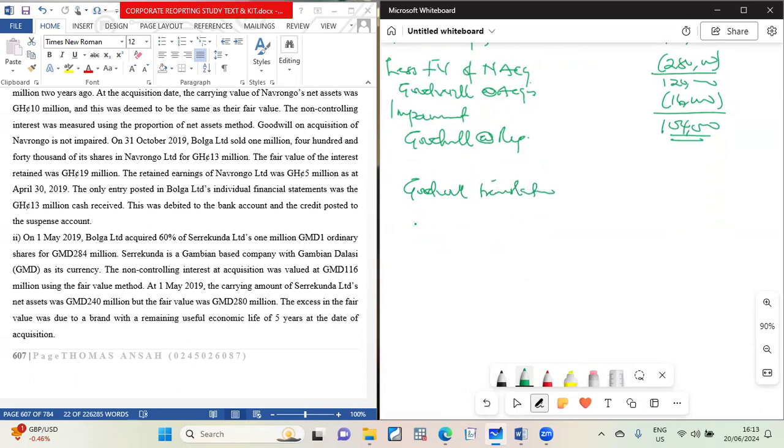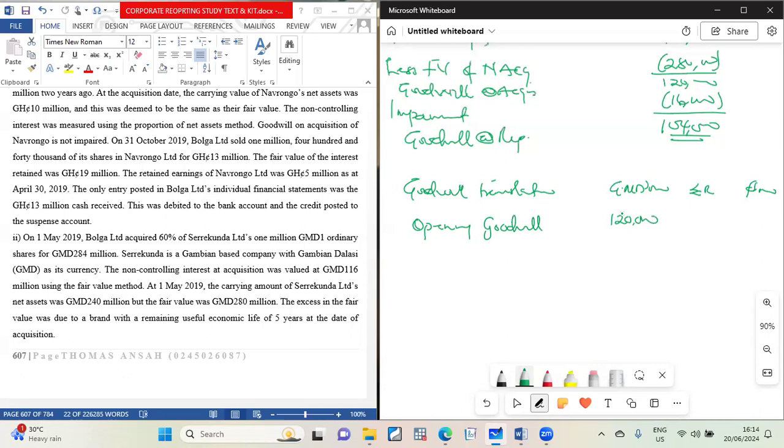So we have opening goodwill. And please, what we mean by opening goodwill is goodwill at acquisition. So we are doing it in GMD. We will put exchange rates here, and we should get it in cedis. Don't forget, everything we are doing is in 3 zeros. All right, so the goodwill we have here was 120,000.